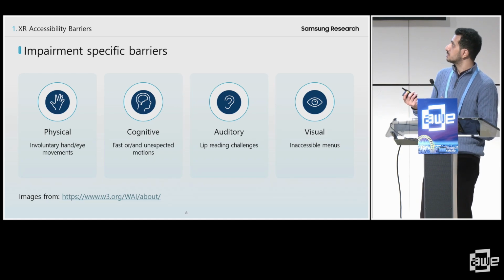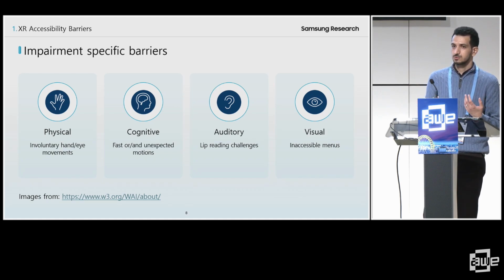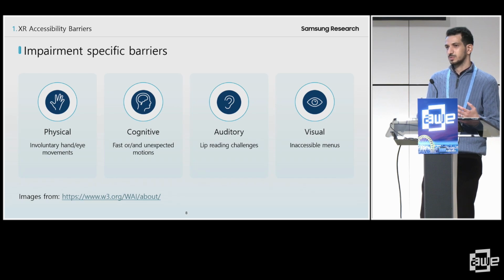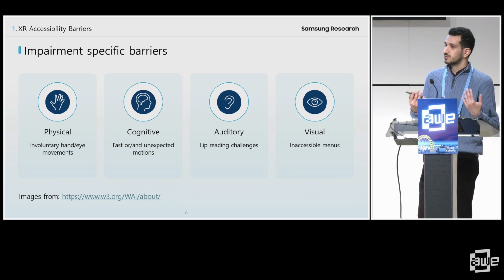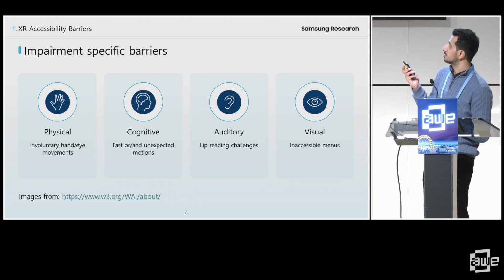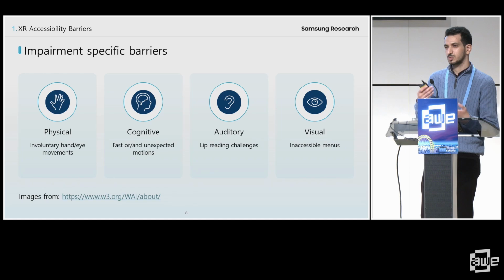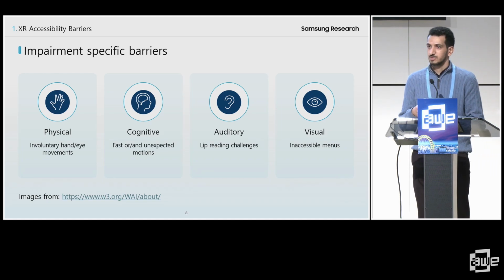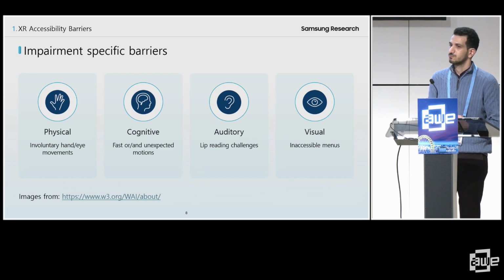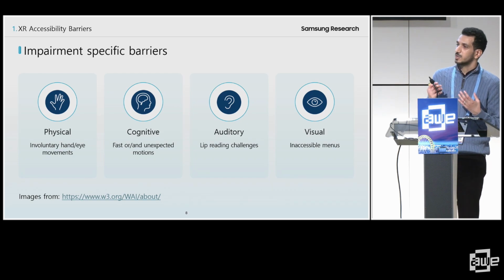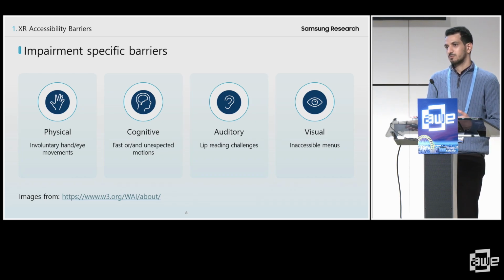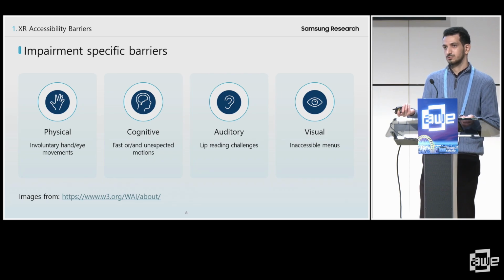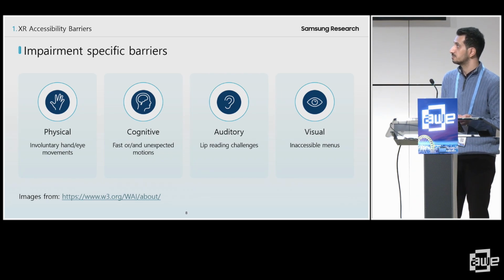In auditory impairments, lip reading challenges is one of the biggest issues. Because we don't really, at the moment, have avatars that can provide high fidelity for high quality lip reading, they're unable to use lip reading in immersive environments, which hinders their user experience. And then for visual, inaccessible menus is probably the biggest issue that's faced by people with visual impairments. So if they do actually make it inside an immersive environment, but they can't find the menu, they can't engage with the experience and they can't engage with others in the case of sharing an experience with other people.